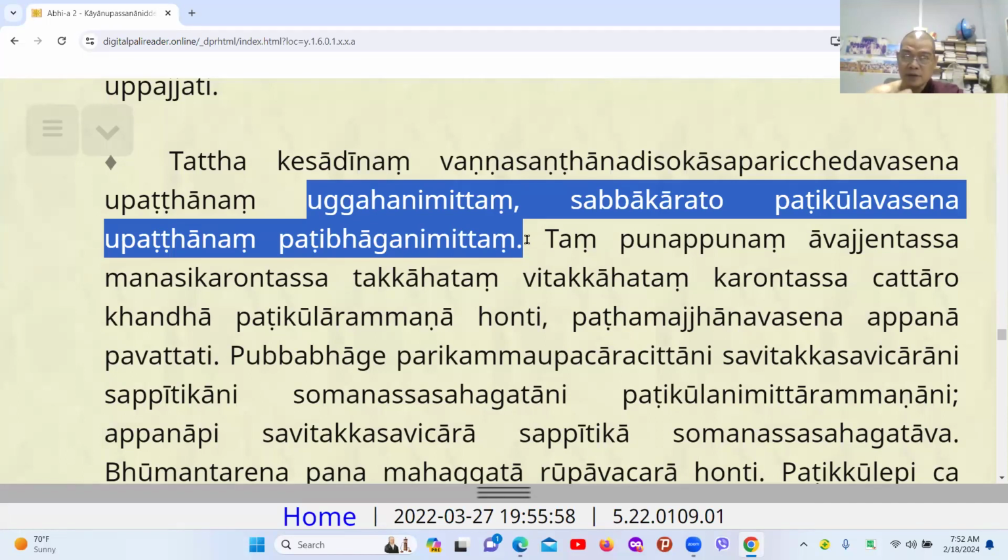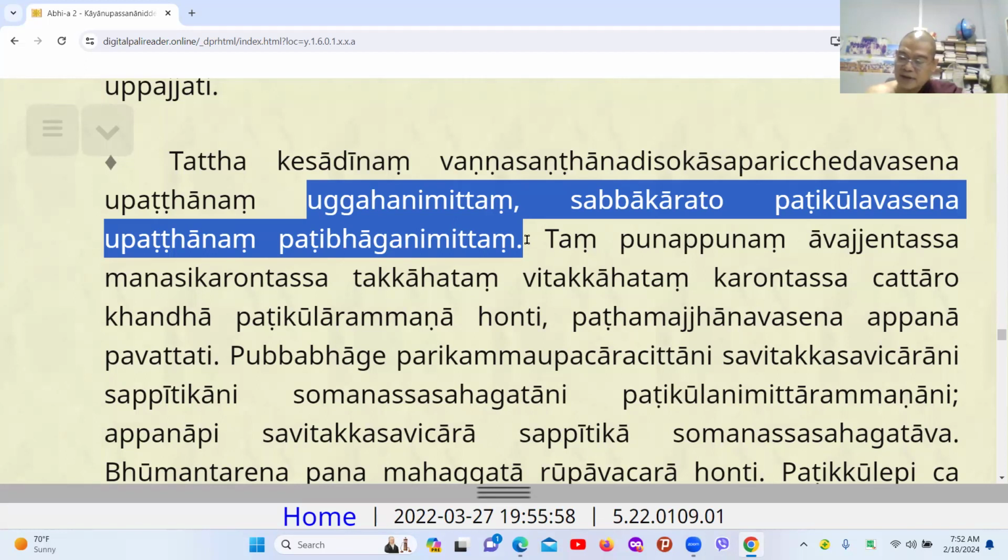Then we have to observe and contemplate on it as repulsiveness again and again, giving attention to it, thickening the repulsiveness again and again, considering it again and again.